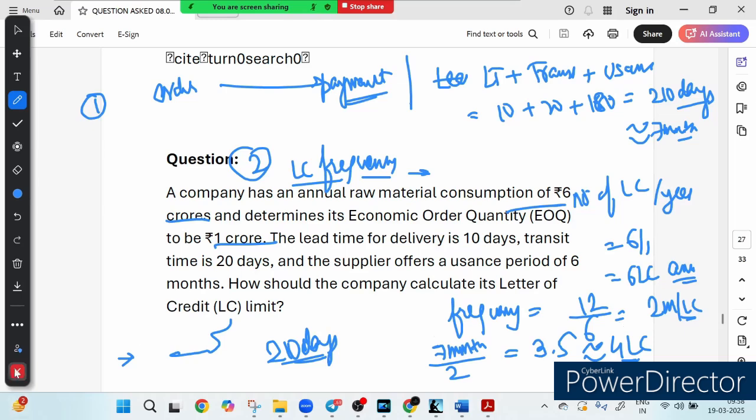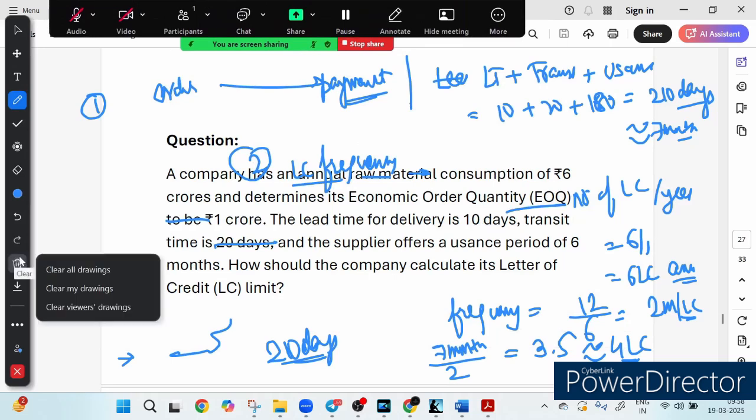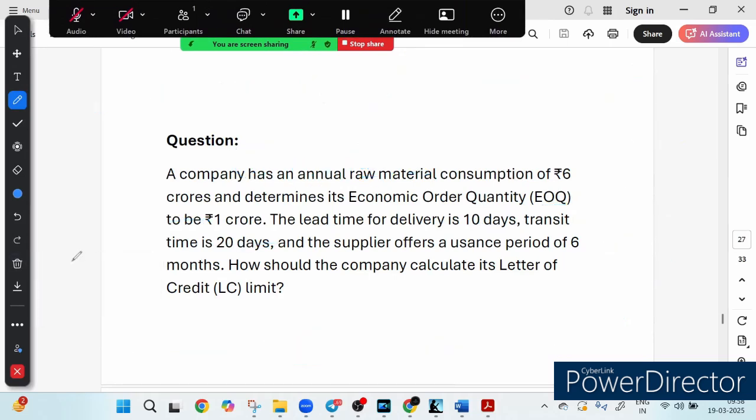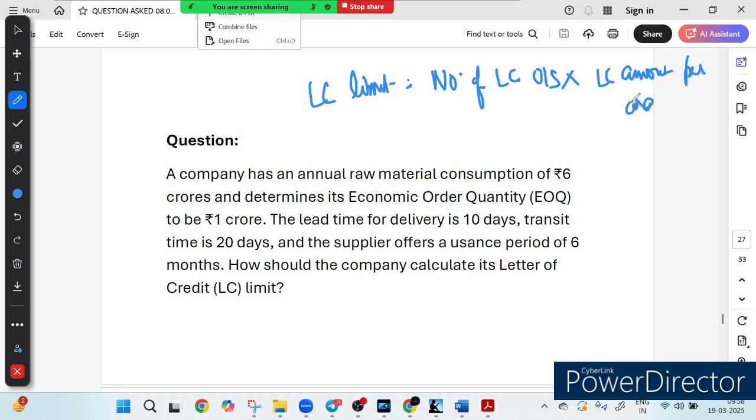And in the final step we have to calculate the LC limit. How do we calculate the LC limit? Now we know that there will be 4 LC outstanding at a particular time. The formula for calculating the LC limit is very easy: you find the number of LC outstanding multiplied by LC amount per order, right? So how many LC outstanding? 4 LC outstanding. What is the LC amount per order? 1 crore. So it will be 4 crore. So the company needs an LC limit of 4 crore. So the answer will be 4 crore, right?